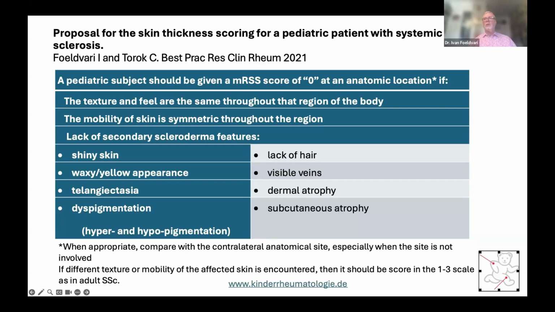What we published with Cassie Torok from Pittsburgh in Best Practice and Research in 2021, basically, we said that the texture and the feel are the same throughout the region of the body, the mobility of the skin is symmetric to the region, and you don't have any secondary features of scleroderma. So I think that's a pediatric definition, because scientifically, if you look at a skin score of 3 in a young child, because they have normal, much more subcutaneous fat tissue, you can't make real skin folds, and the child can be absolutely healthy.